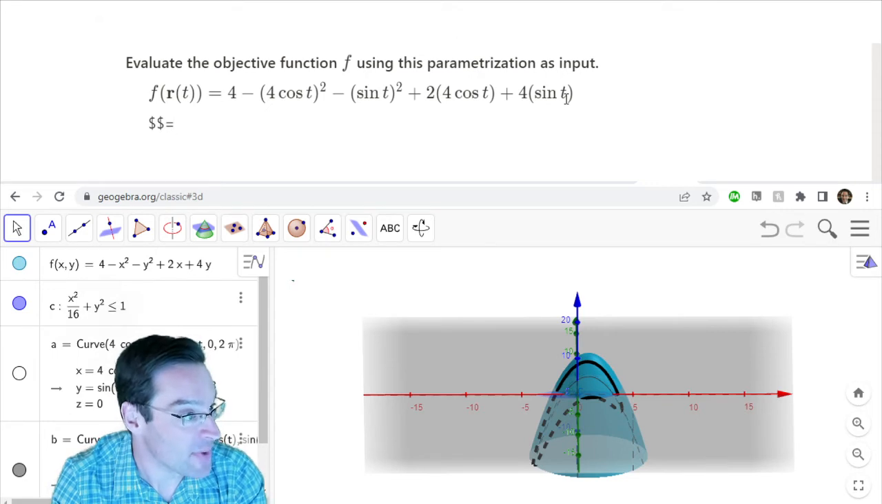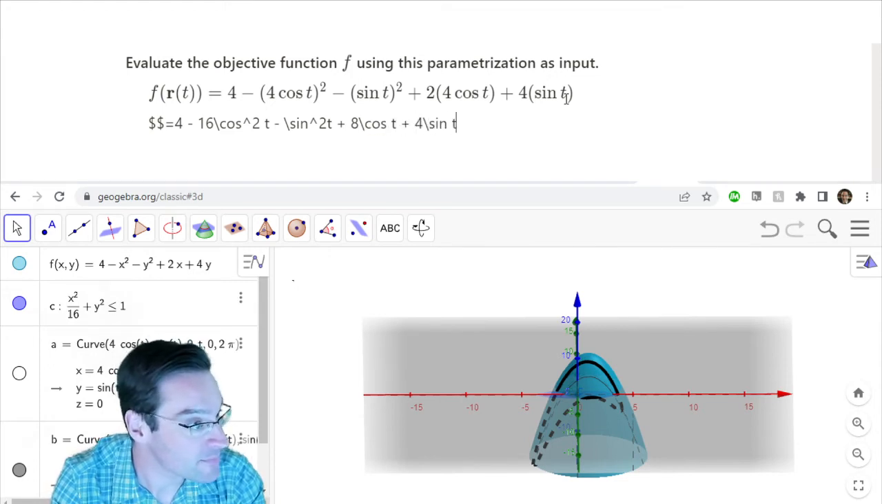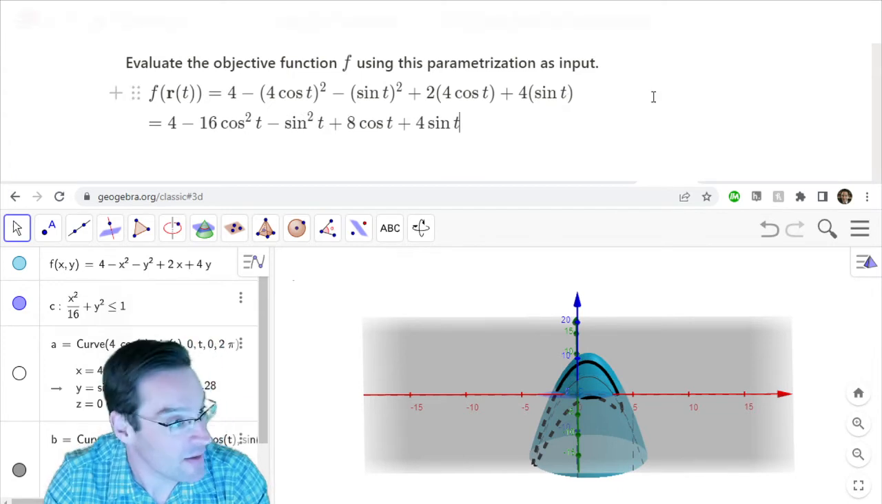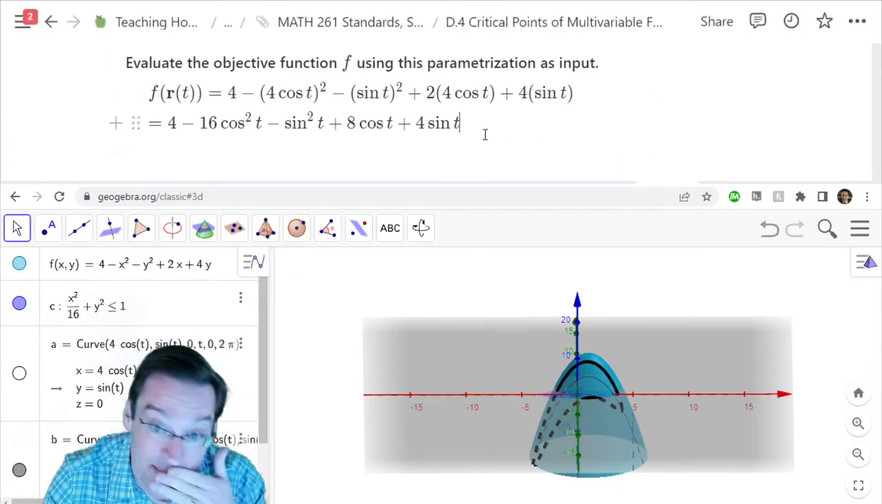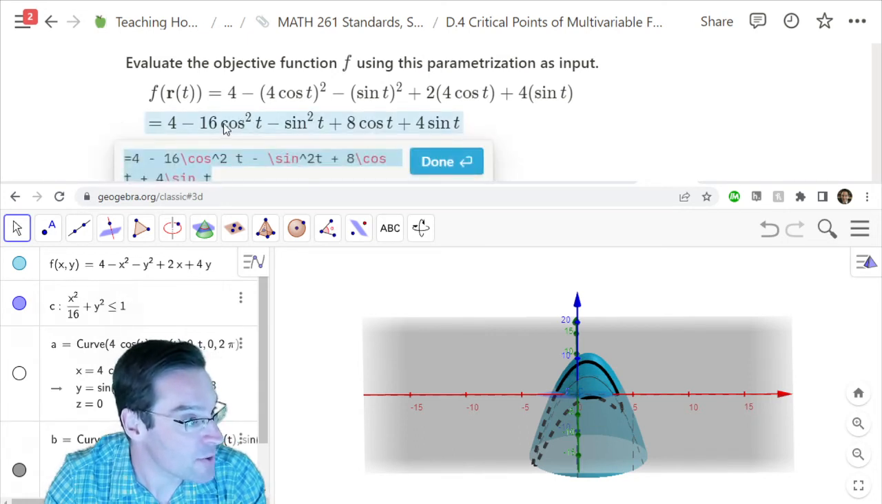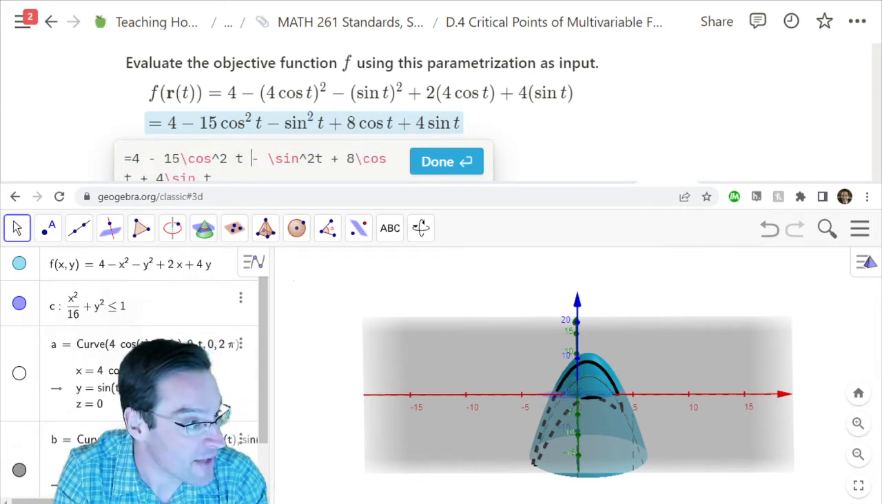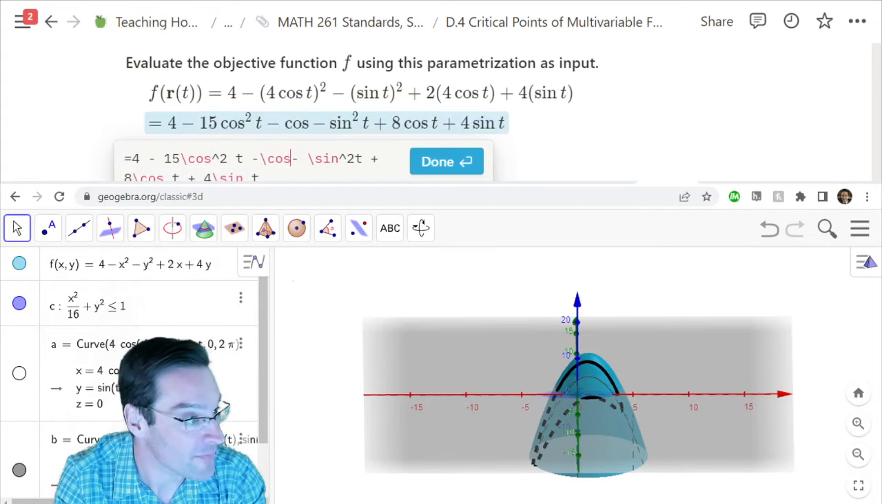Let's simplify this out as much as we can here. So 4 minus 4 cosine squared of t, minus 16 cosine squared of t, minus sine squared of t, plus 8 cosine t, plus 4 sine t. We could maybe do a little bit of work to try to simplify this if we want to. We could just take one of these cosine squared of t's and peel it off from this 16 so that I have 15 of them, negative 15 of them, and an additional negative 1 of them.